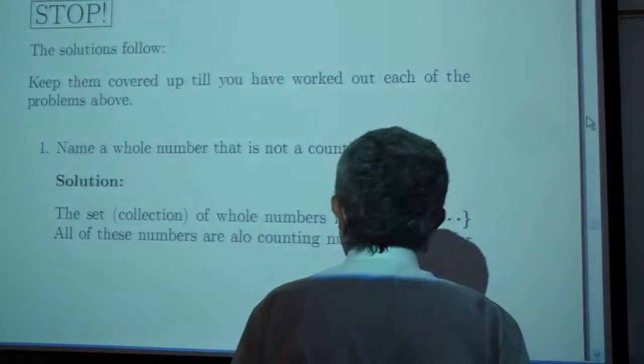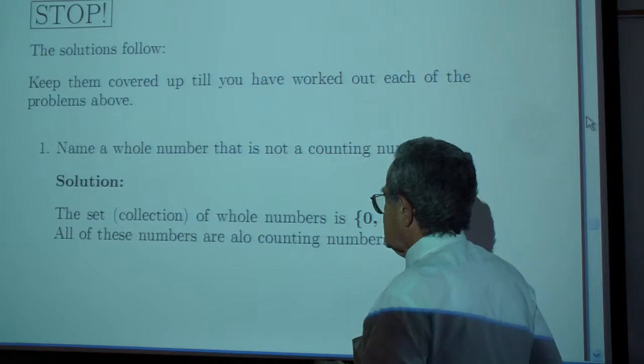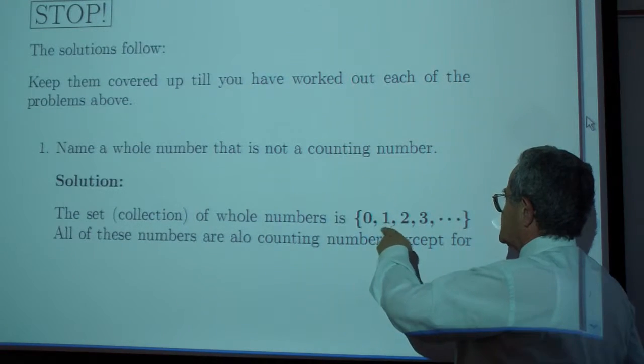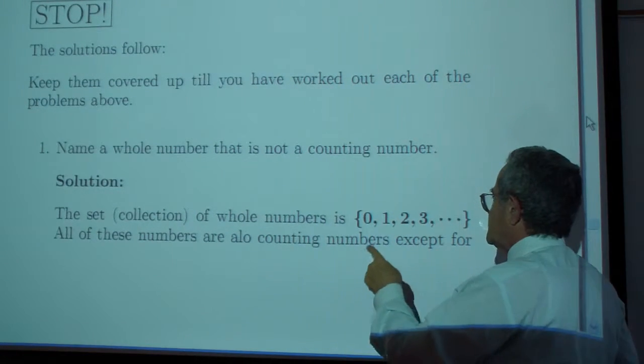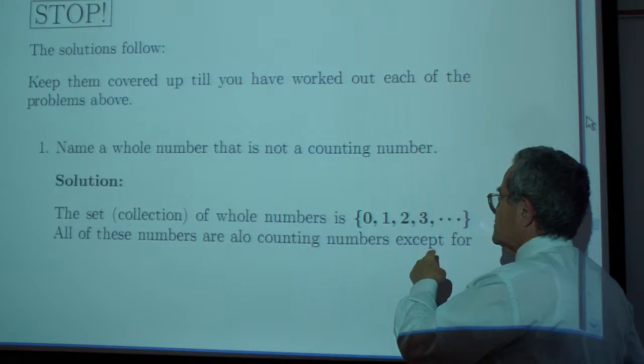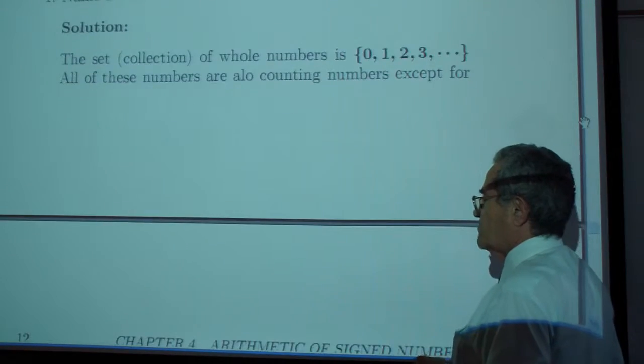Name a whole number that is not a counting number. The set or collection of whole numbers is 0, 1, 2, 3, and so on. All of these numbers are also counting numbers or natural numbers except for 0.